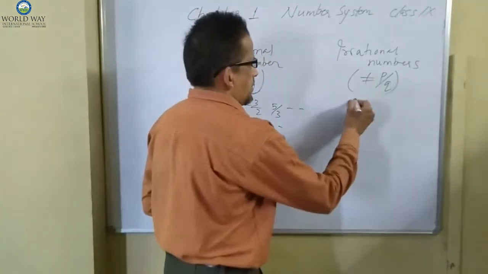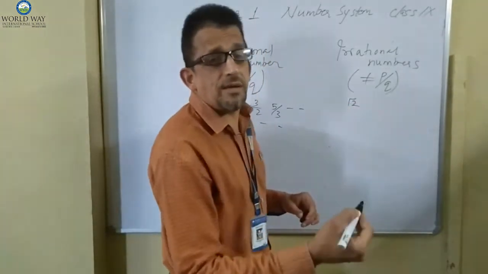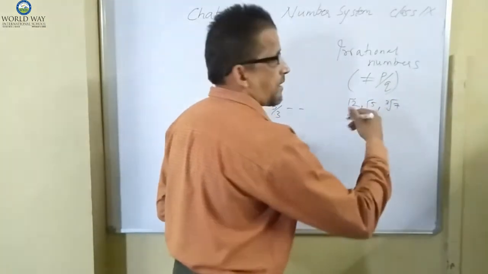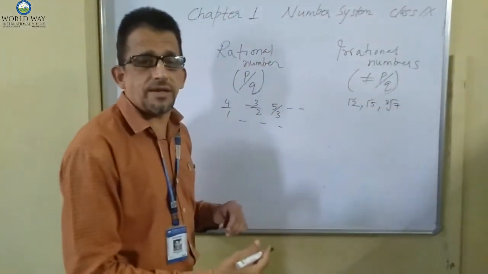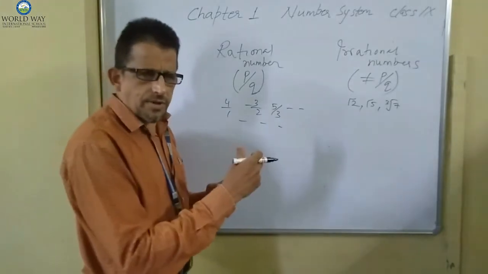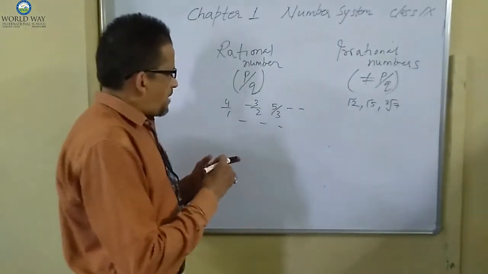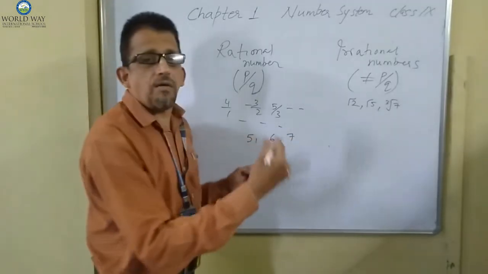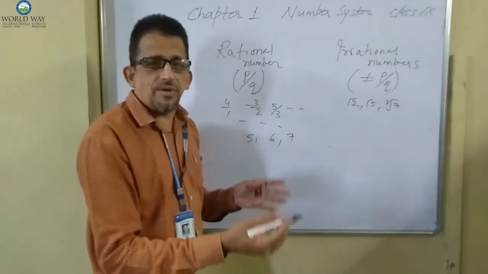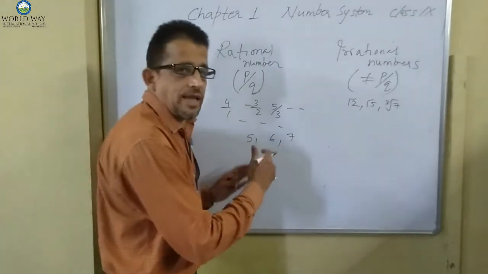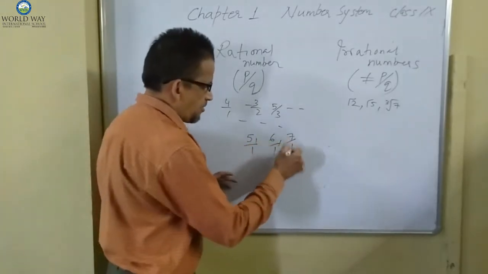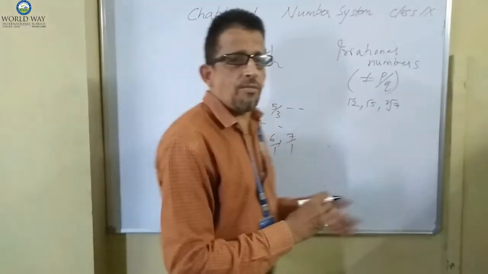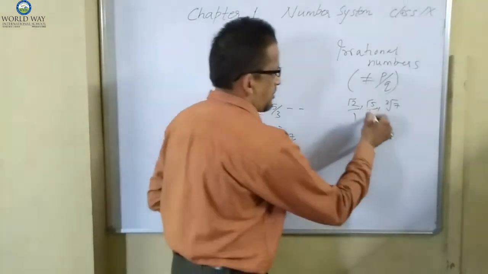So sir, what are irrational numbers? For example, root 2, root 5, and cube root of 7 are all examples of irrational numbers. Suppose you said that 5, 6 and 7 are all rational numbers because we can easily represent them by putting 1 in the denominator. Why can't these be represented in the form of p upon q by putting 1 in the denominator?